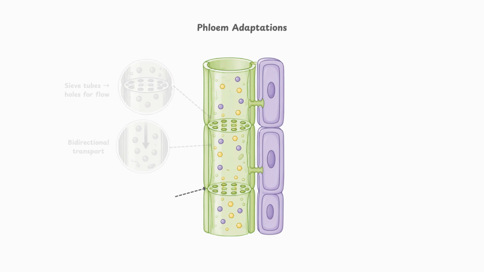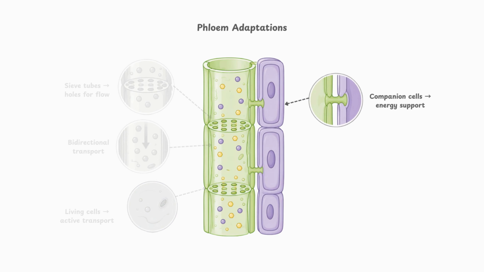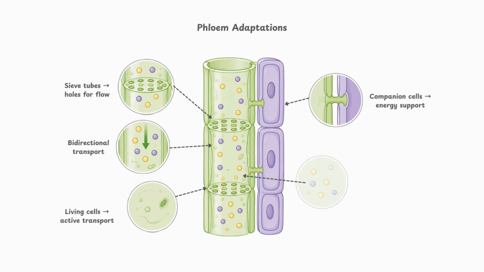Unlike xylem, phloem cells are living, so they can use energy for active transport. The purple companion cells provide this energy, helping the sieve tubes move nutrients efficiently. With fewer organelles inside the sieve tubes, there is more space for sugars and amino acids to flow.